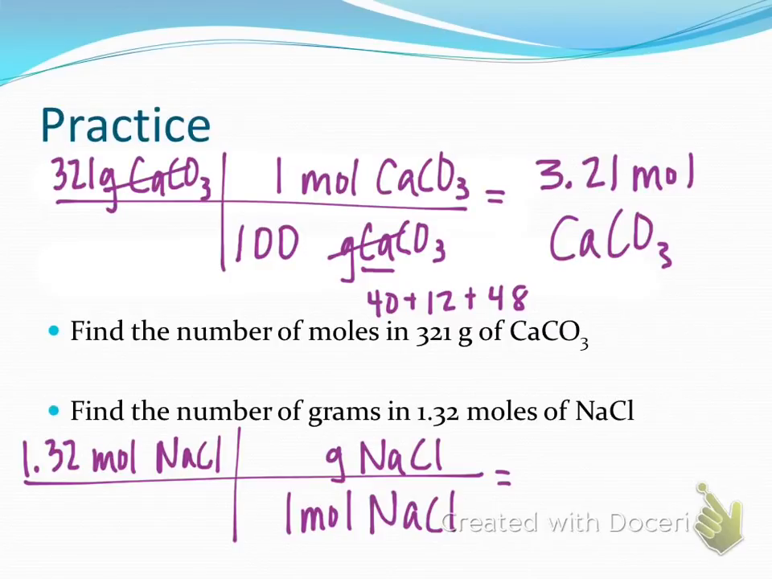On the second one here, we calculated molar mass of sodium chloride not long ago, and we had it at 58.5. Okay, so if we're going from moles to grams, we should multiply across. And what did we get for our final answer here in grams? Patrick, what'd you have? 77.22. Perfect.